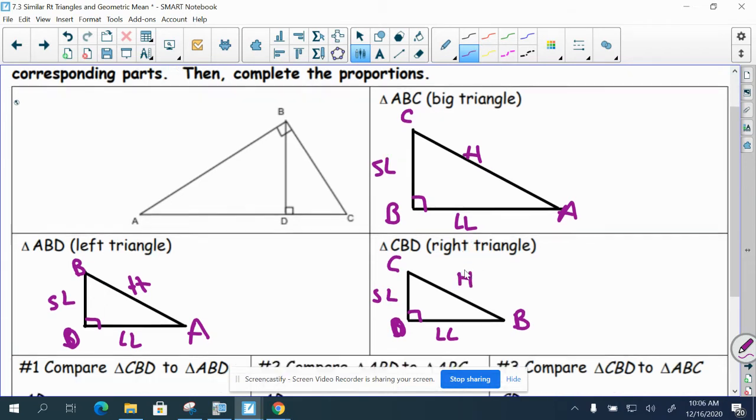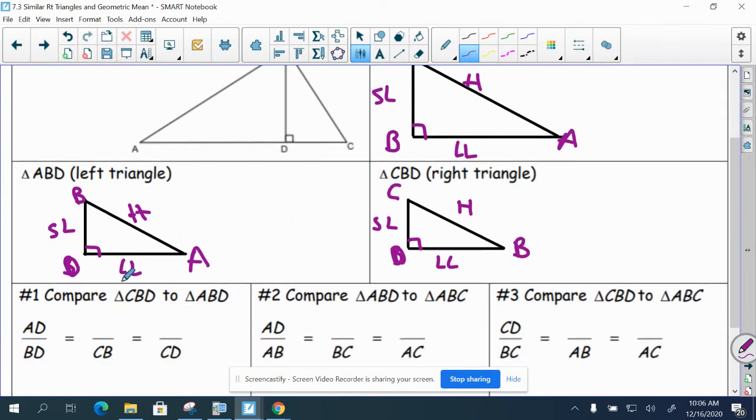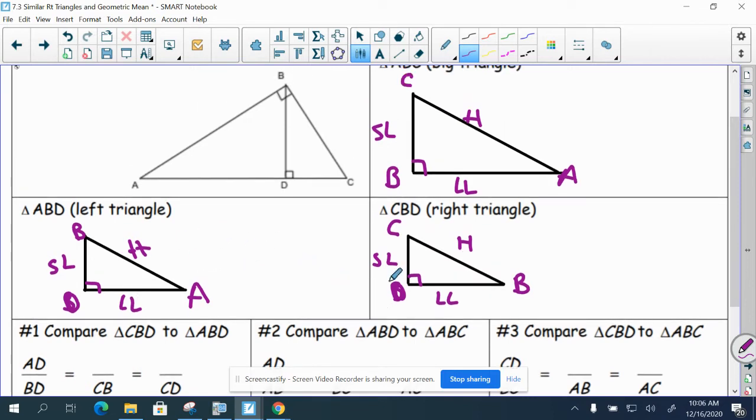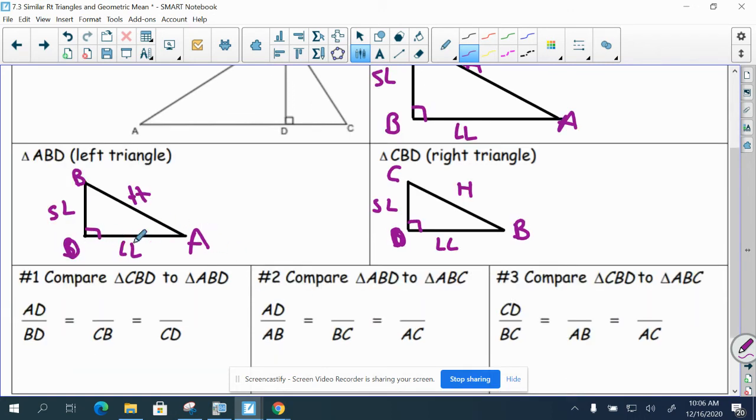All right, so let's answer some questions below, comparing the two triangles. First we're going to compare triangle CBD, the right triangle, with the left triangle. The first ratio is AD over BD. AD is the long leg of this triangle, and BD is the long leg of this triangle, so this is going to be our long leg ratio. And then CB. If CB is the hypotenuse here, then we need to name the hypotenuse over here, which would be BA. And then CD is the short leg over here, so we're going to name the short leg over here, which is BD.